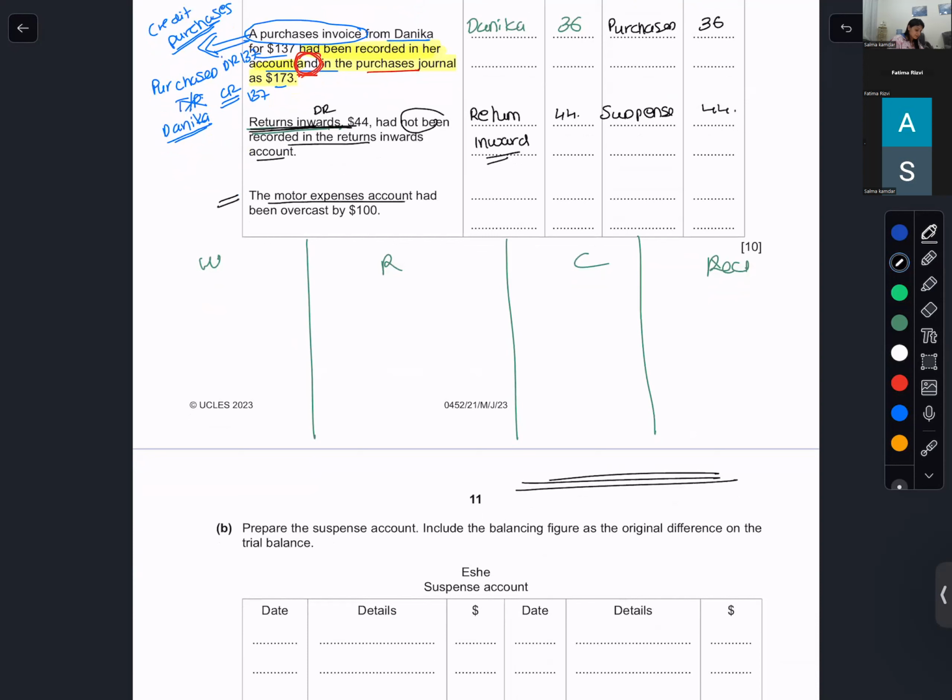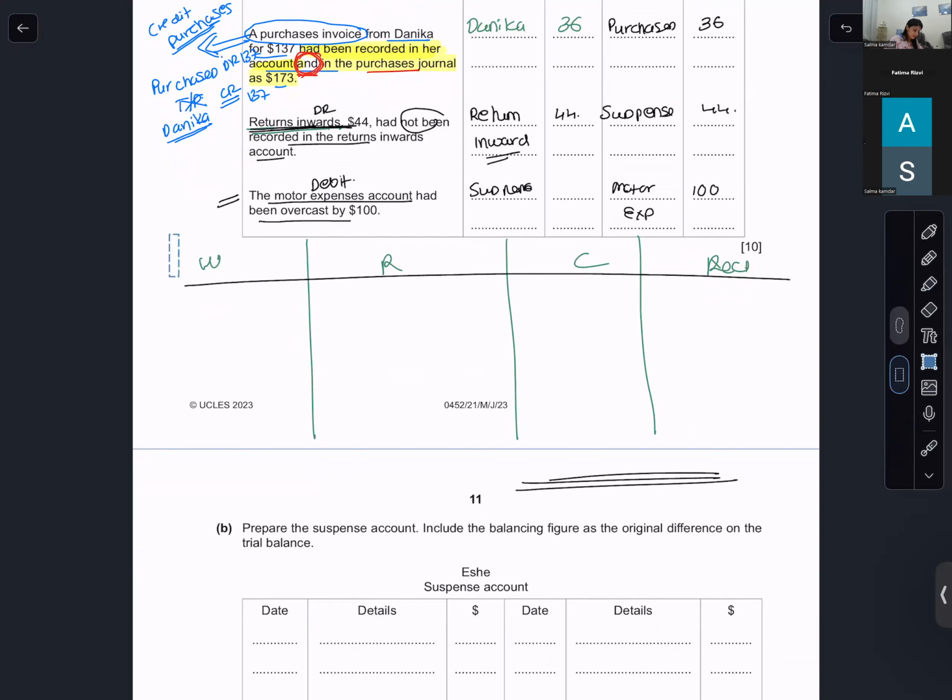Fatima, okay. The motor expenses account had been overcast by 100. So overcast, which side is overcast? Opposite side. And motor expenses is expenses, which is debit. So we'll credit it. Motor expense will be credited. And suspense will be debit. Are you with me? Yeah. Now the next part.